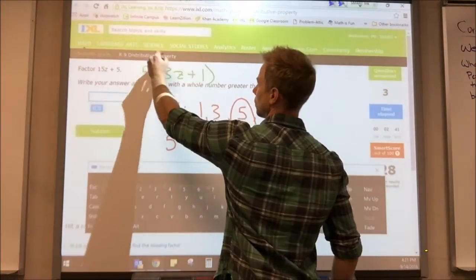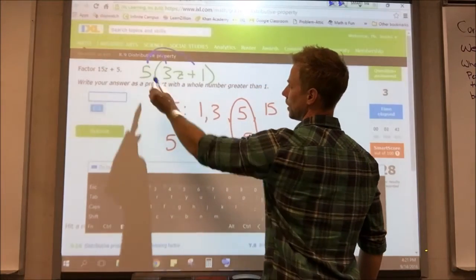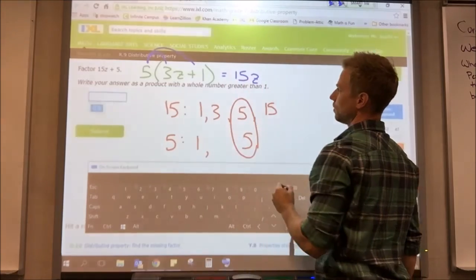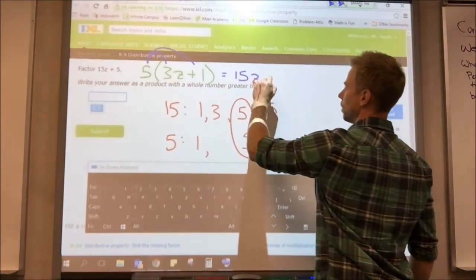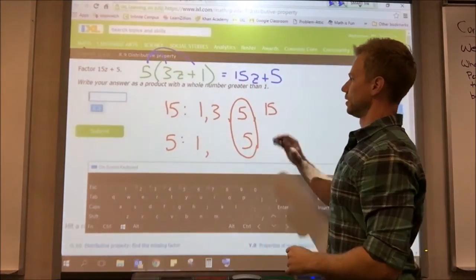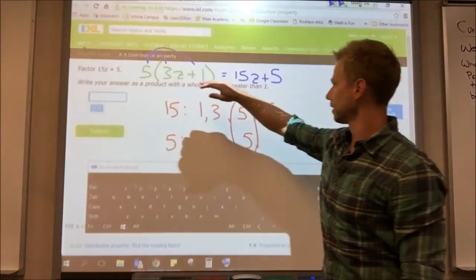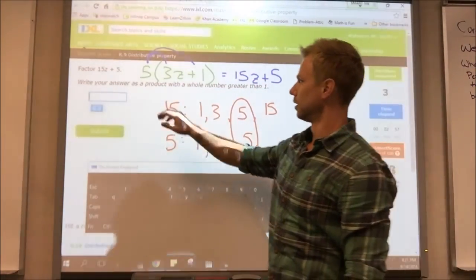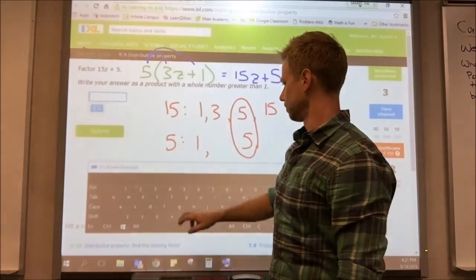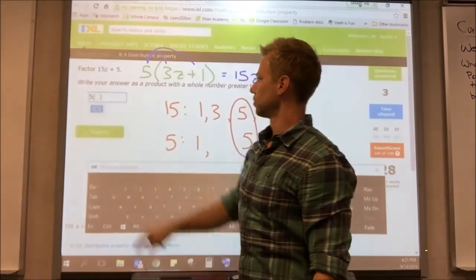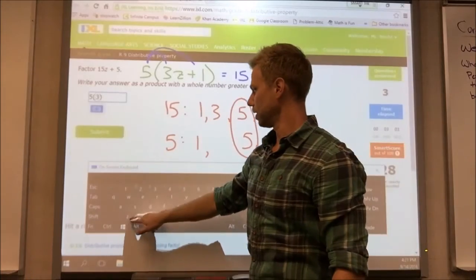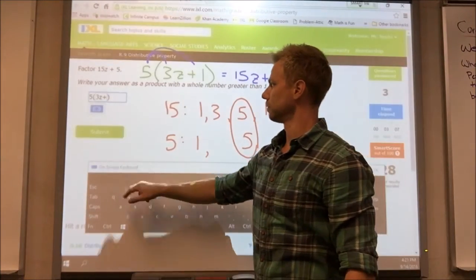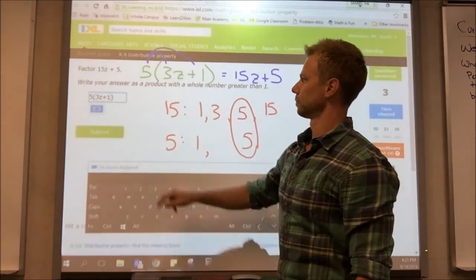If I distribute and multiply, 5 times 3 is 15. Keep the z. 5 times 1 is 5. Did I get the original problem back? Yeah, I did. So then I know I did it correctly. But all of this in green is my answer. So I have 5 parentheses 3z plus 1. Okay?